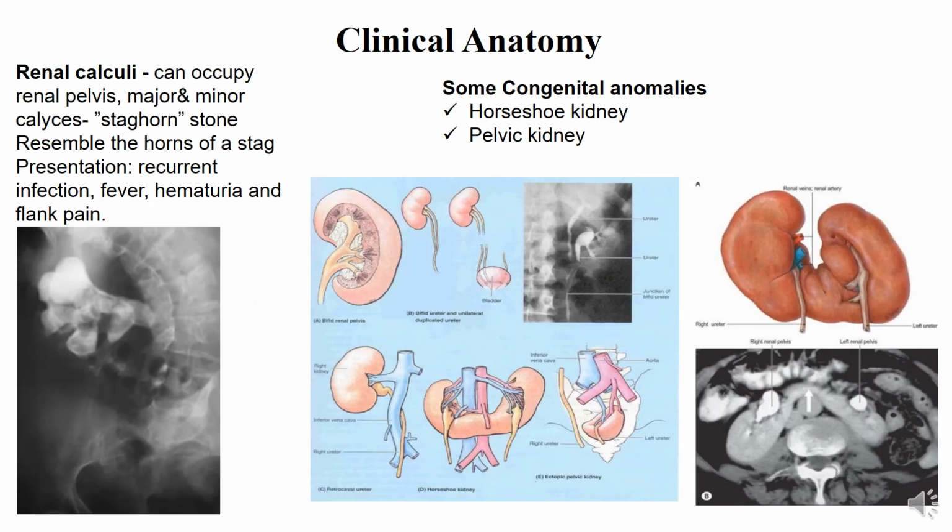We move on to talk about the renal calculi, stones in the kidney. So these stones can occupy the renal pelvis, and if they extend to the major and minor calyces, they will look like a horn of a stag, and that's why it is called the staghorn stone of the kidney. And the patient with renal calculi will present to you with recurrent infection, fever, blood in the urine, and flank pain.